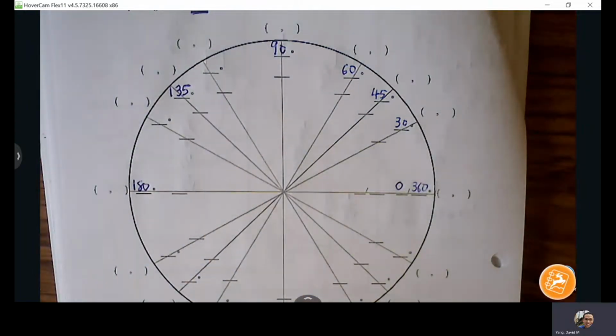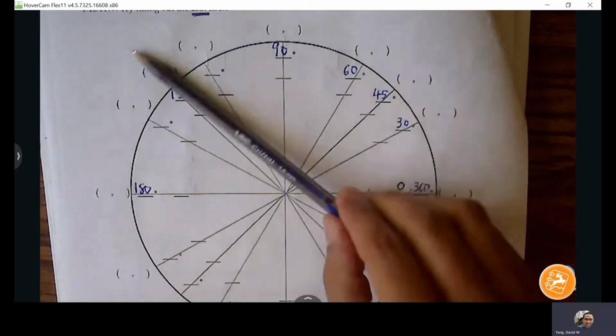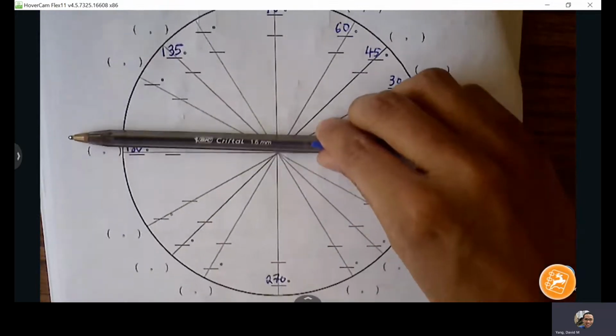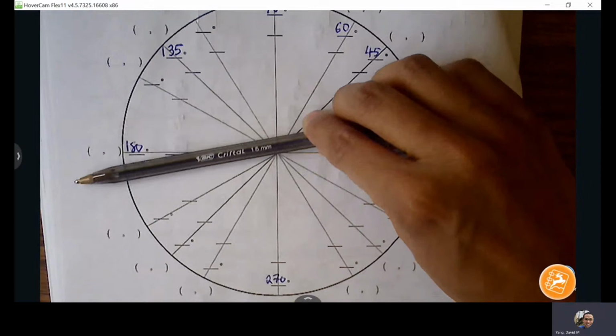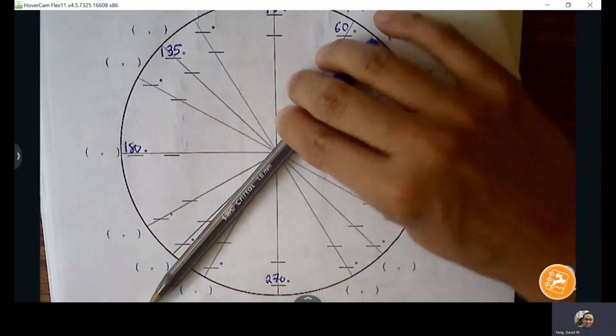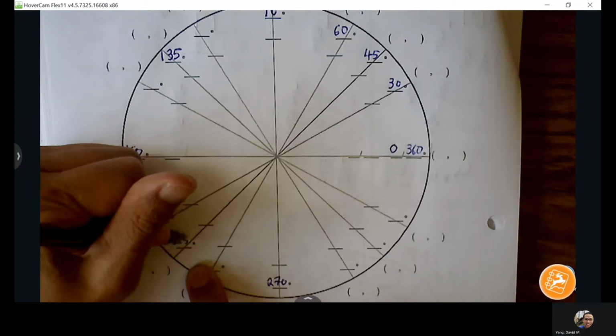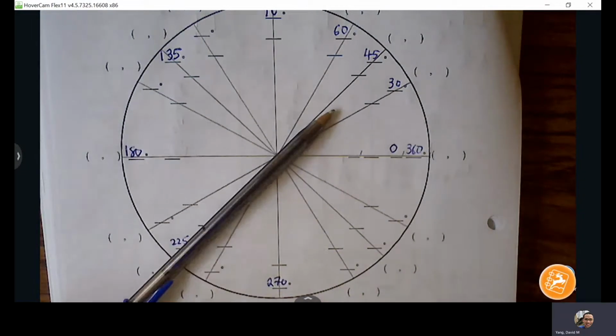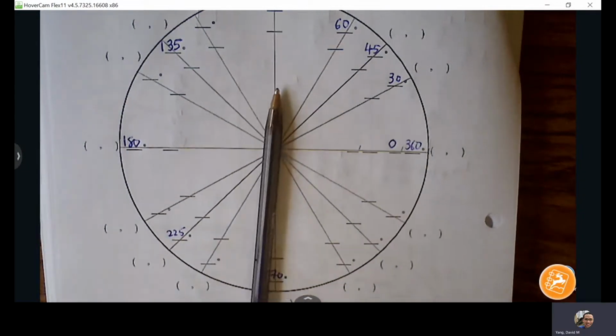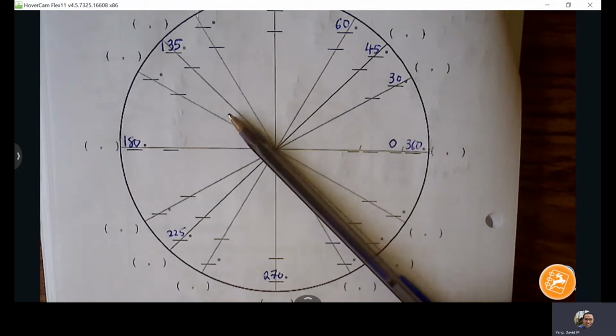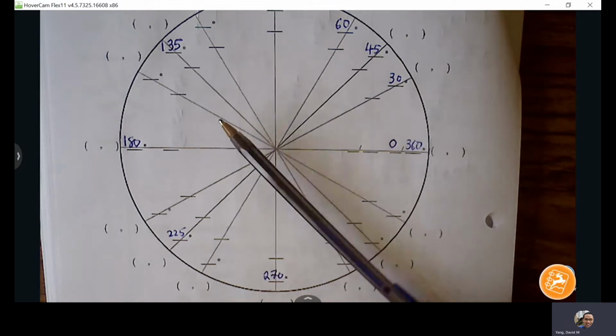Okay, so 135 plus 45, we get 180. That's a duplicate. Plus 45, we get 225. 225 plus 45, we get 270. That's a duplicate. Plus 45, we get 315.